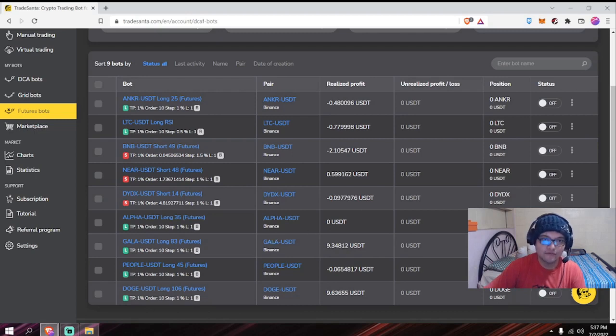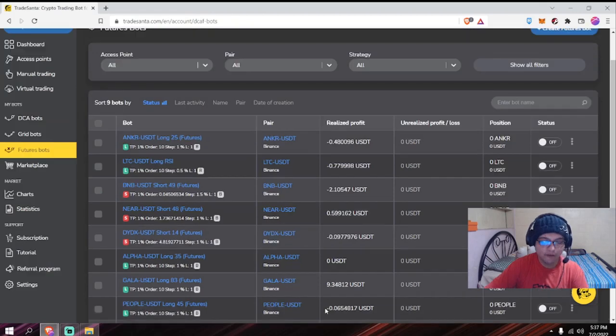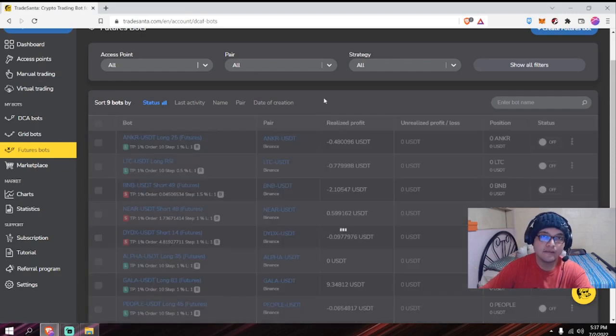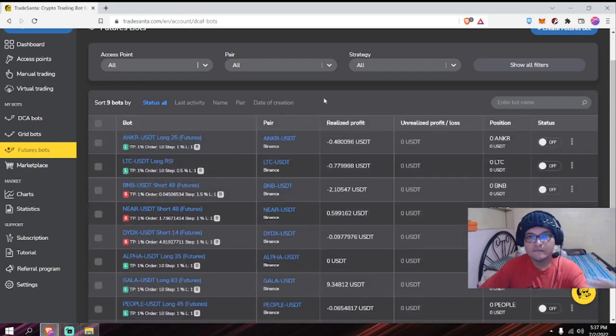So I only used this when it was in a short upswing. One thing to take note of though is that the bot is not perfect. Even though it says it's automated, the bot will create errors.